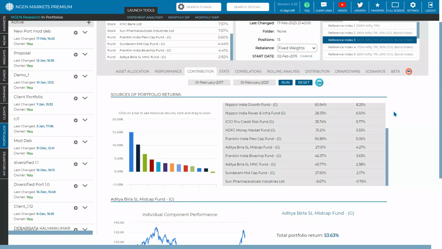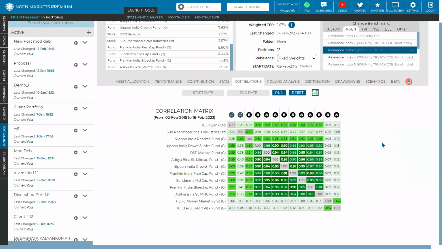Contribution can also be a very important key when you're also looking towards correlation. I'll talk about why it is very important. When you go ahead with the correlations, you would definitely want diversification in place. Here you can see there is quite a diversification going on in the entire portfolio. But what about these figures which you see here? One figure I could definitely see is Sundaram Midcap versus Aditya Birla Midcap.